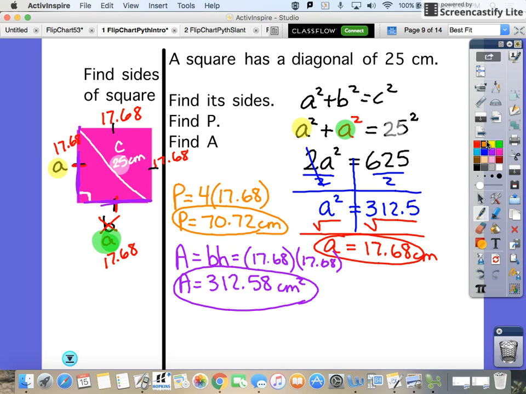Now, some of you might recognize this as being very similar to this number here, and that's because base times height is a times a, which is a squared. So again, base times height is like a times a, which is a squared. That's this value right here. So our answer should end up being similar. Please don't panic. I'm just making a connection in case you noticed.